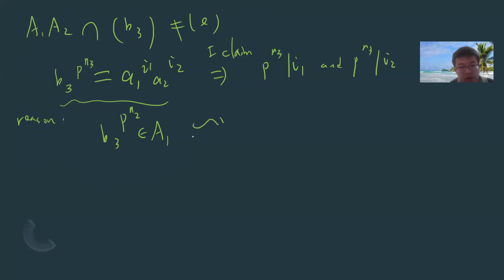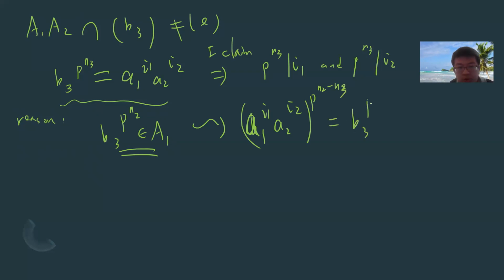So this is the previous step, right? You just adapt from the second reduction from the previous one. So you can take, let's say, A1^I1 A2^I2 times P^(N3 minus N2), then this guy will be B3 P to the right, so P^N3 times P^(N2 minus N3), so it will be B3^(P^N2), which is identity. I'm sorry, not. So B3^(P^N2) is in A1, right?